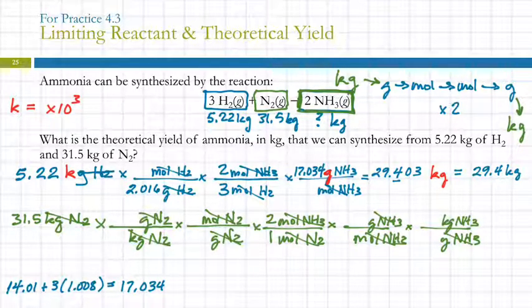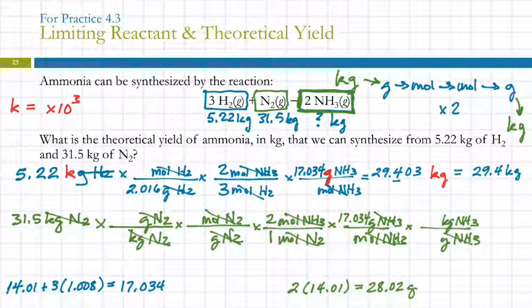There's another one that's easy. This grams of ammonia to moles of ammonia, we used that in the first one, so we don't have to calculate that again. We can just copy it down. So that's still 17.034. I need grams of nitrogen to moles of nitrogen. Molar mass, right? So 2 nitrogens, each 14.01 grams, 28.02 grams. So 1 mole of N2, 28.02 grams.